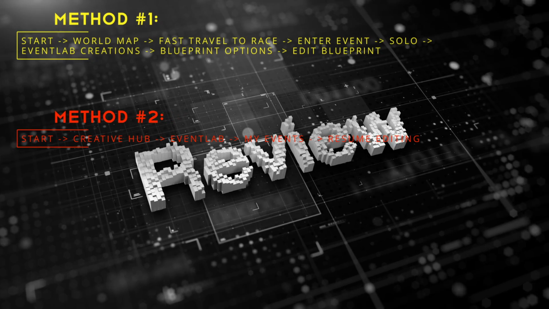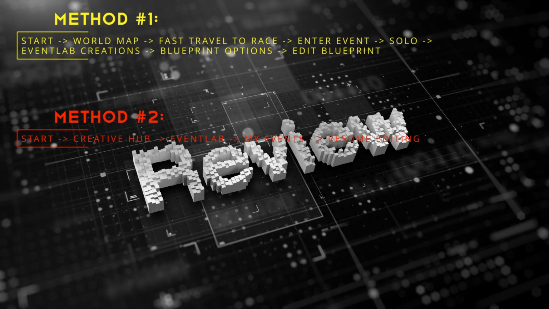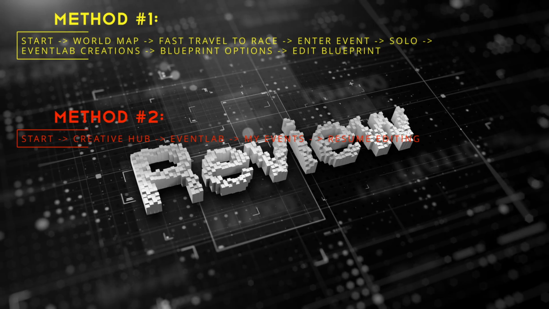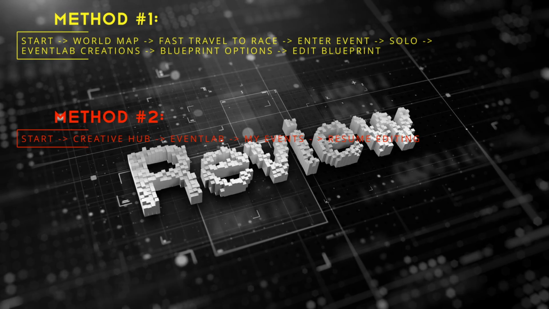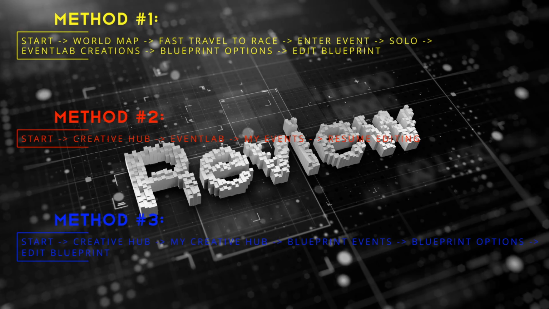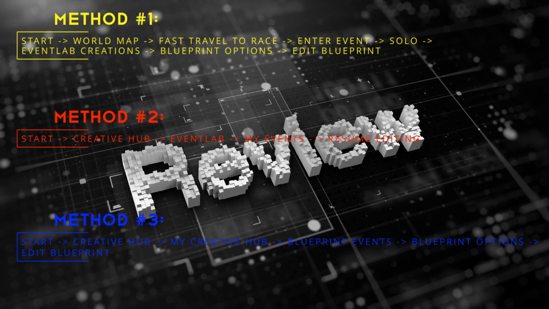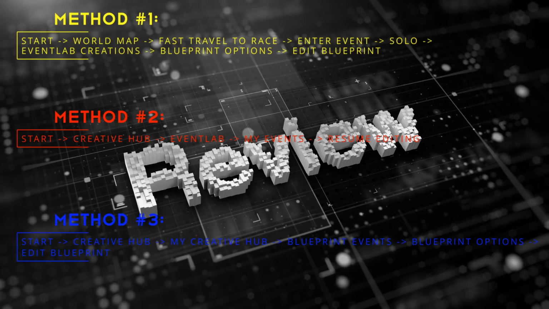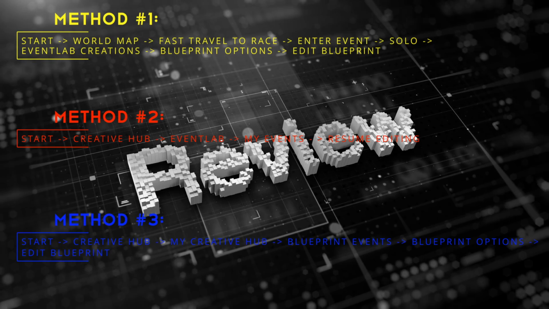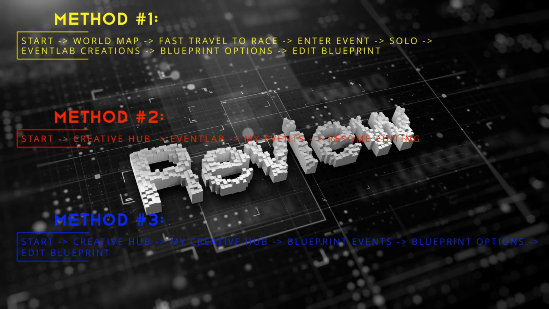to the Creative Hub, click My Events, and then the resume editing prompt should display. Now the final method is simple. We're going to hit Start, tab over to the Creative Hub, select My Creative Hub, hit the Blueprint Events, then Start for Blueprint Options, and then finally we'll be able to edit the blueprint.